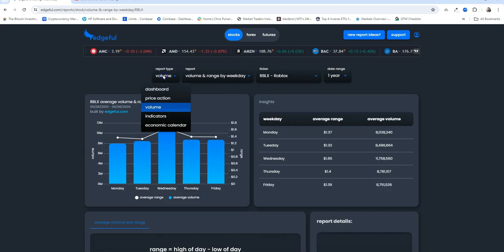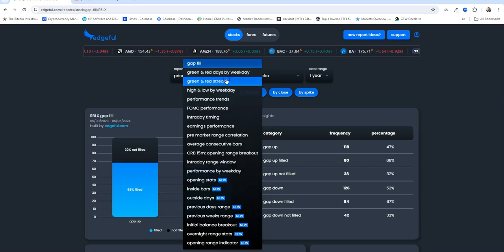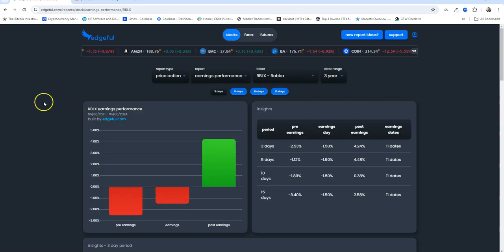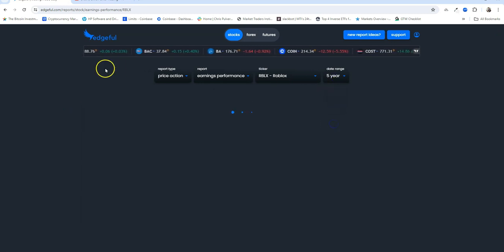So Roblox, and then we're going to go to price action, and then go to earnings performance. A little higher, right there. There it is. So what this report does, now you're looking at the trailing 3 years. If you want to switch to the 5, you can. You want a lot of data.